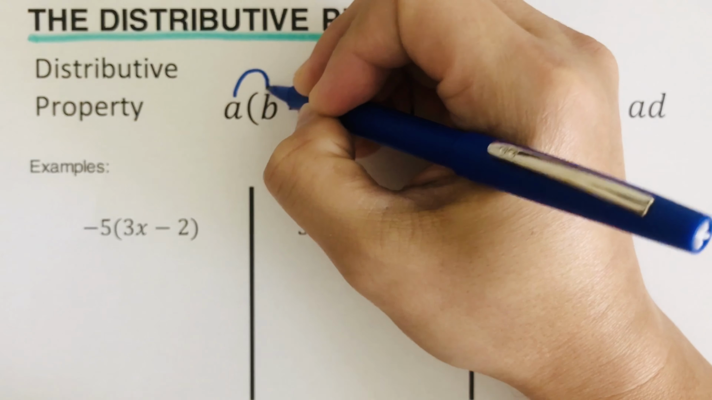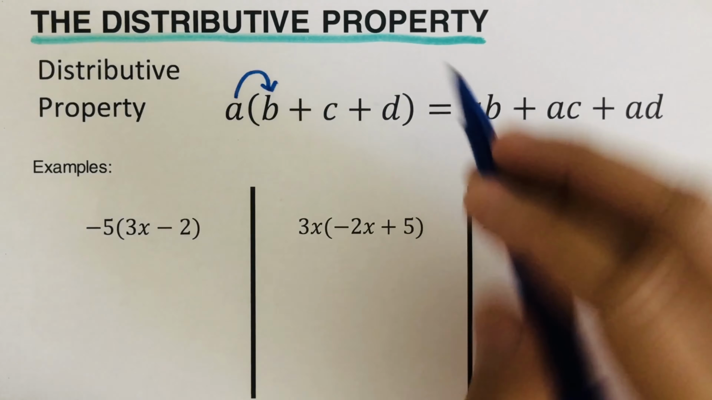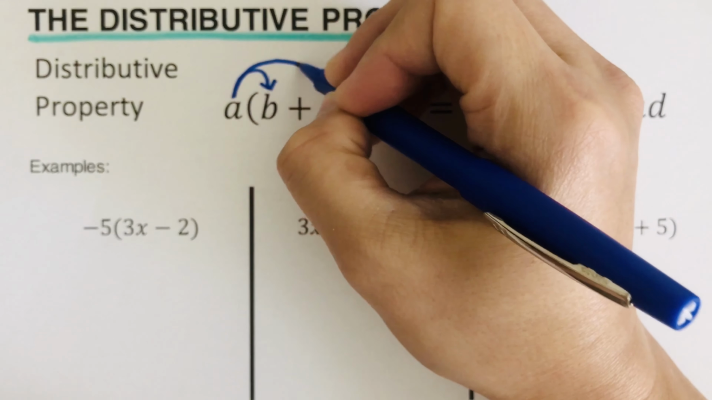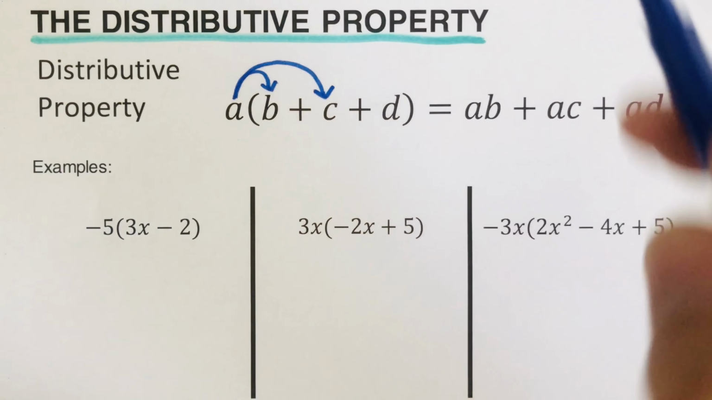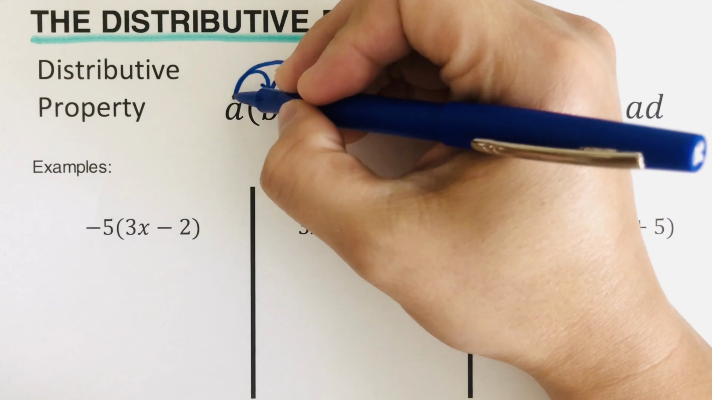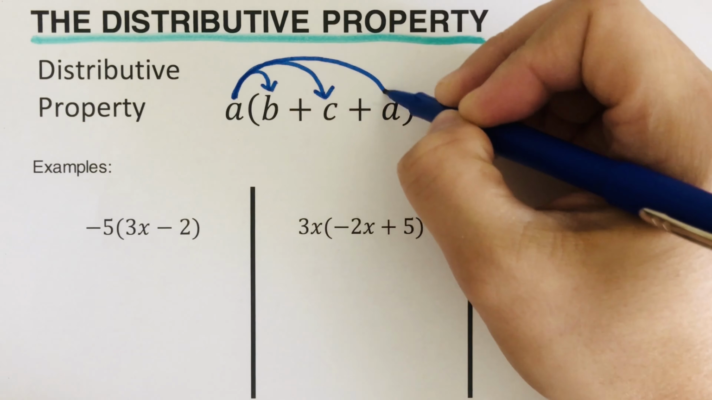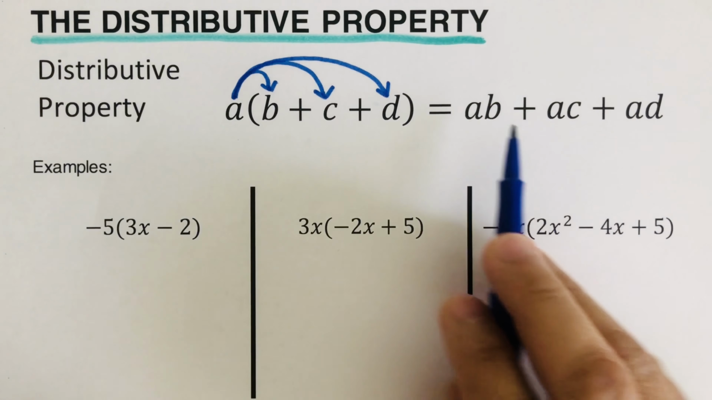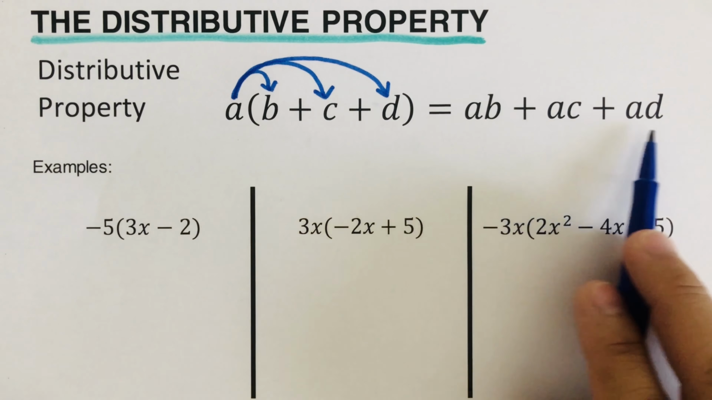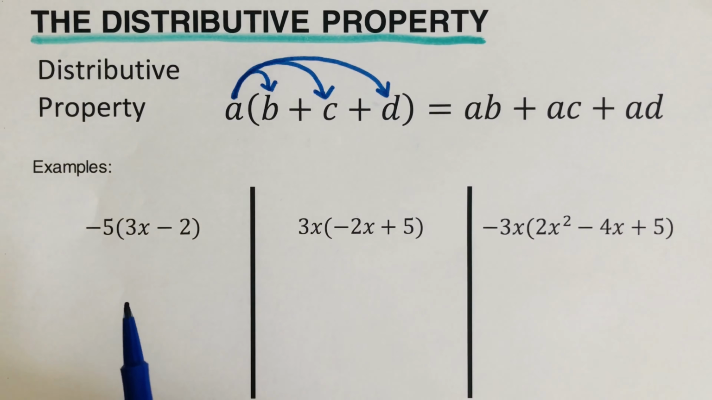A times b would come out ab, and then we have a times c would come out ac, and a times d would come out ad. So that's how we got this expression right here on the right side. Now let's have an example here.